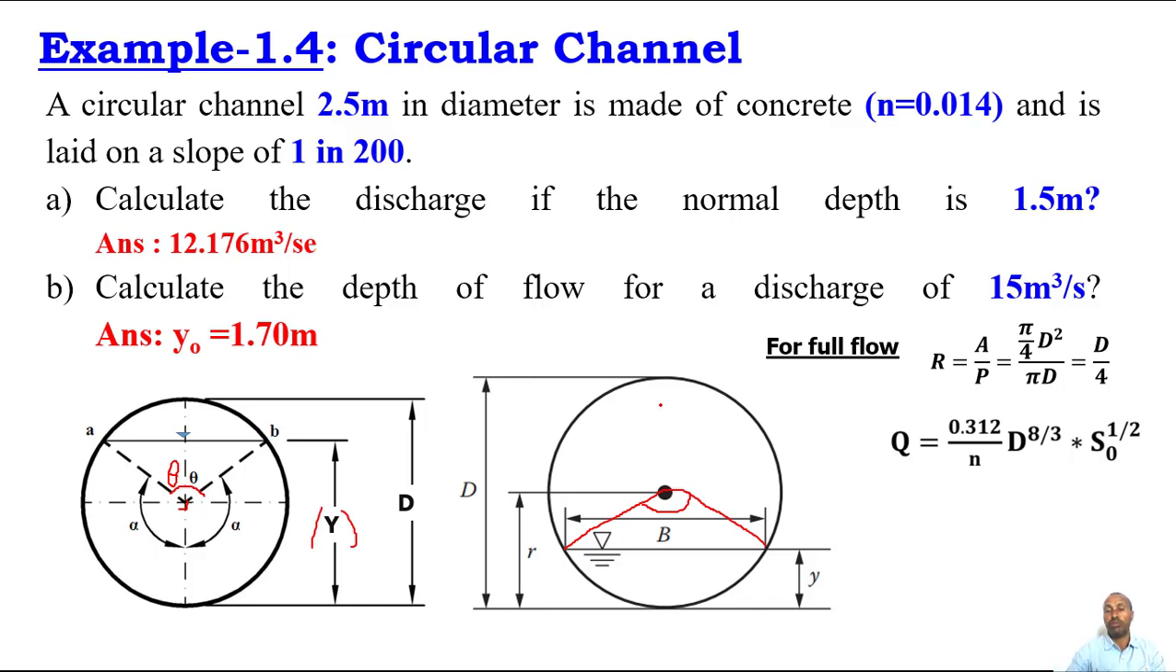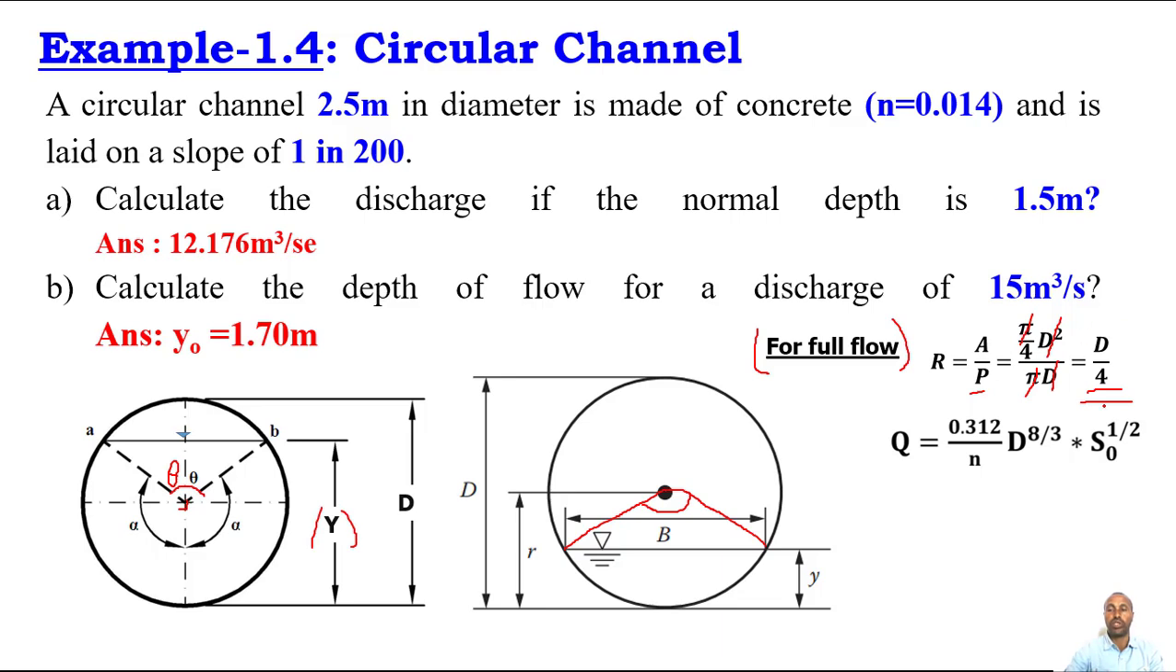So a pipe may be full or partial. For example, let us see full flow. For full flow, the hydraulic radius is A over P. Area is pi over 4 d square, and the perimeter or circumference of the channel is pi times d. If you cancel d, then cancel pi, this is d over 4. So for a pipe which is flowing full, the hydraulic radius is 1/4 of the diameter.